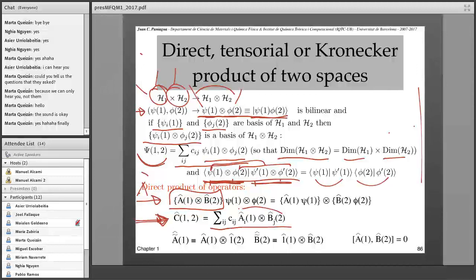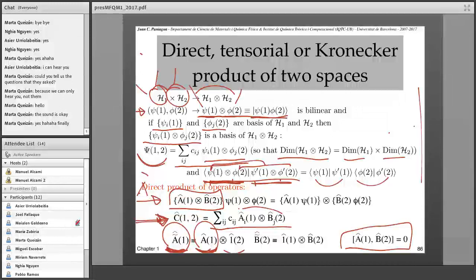An operator acting on the first space can be viewed as an operator in the whole space by multiplying by the identity operator in the second space. I have used this notation. In fact, this and this are mathematically different entities. This operates in H1 and this operates in the product. But in fact, normally we use the same notation for both of them. And it is really very straightforward to verify that an operator acting on H1 commutes with any operator acting on H2.